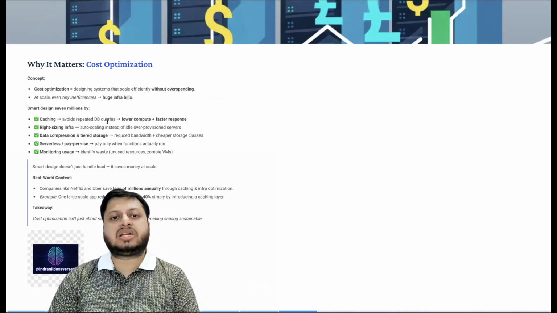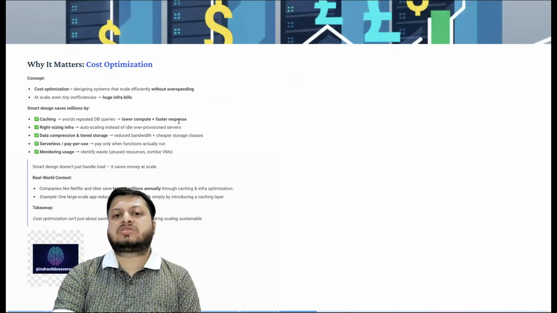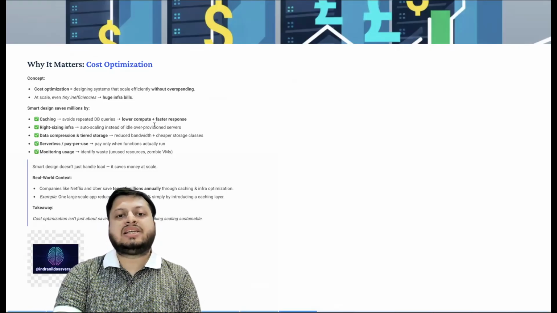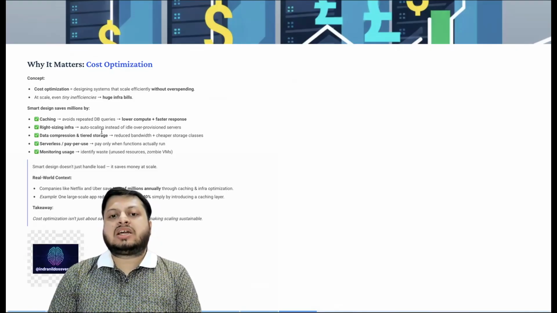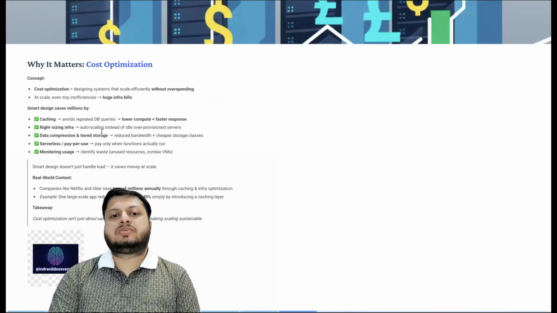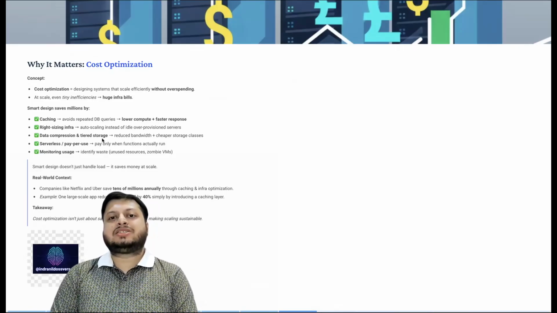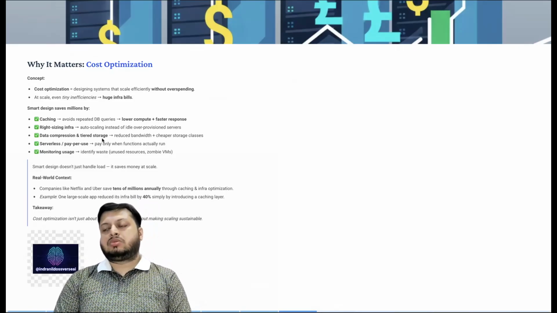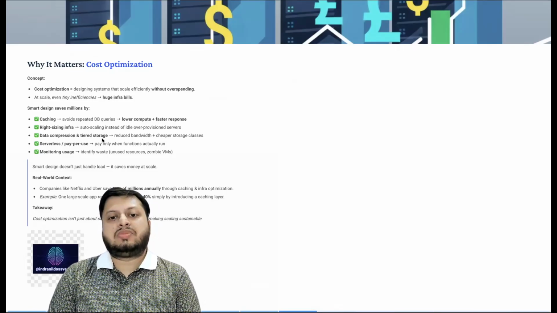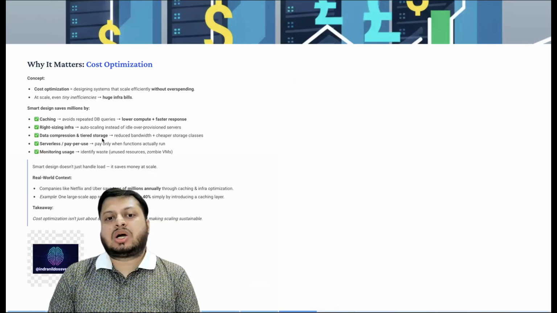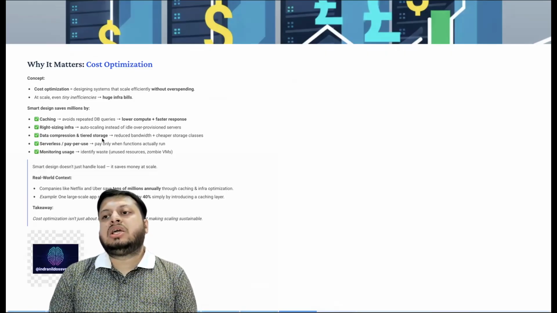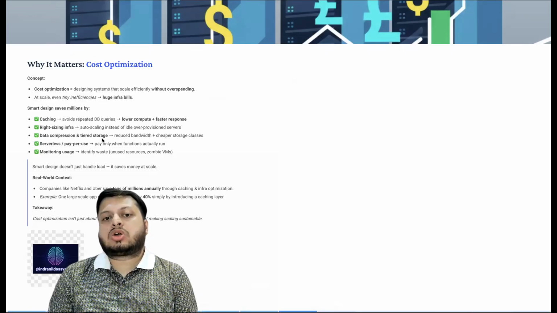Caching, avoiding repeated DB queries, so lower compute plus faster response. Right sizing infra, auto scaling instead of over provisioning your servers. Now, next, data compression. If you send more data over the network, it should be that you are compressing the data. Maybe you are storing data in the raw format. If you compressed and stored, you would have incurred less storage. So less storage means that you'd be optimizing your cost.